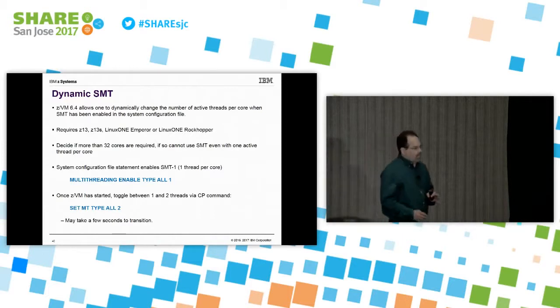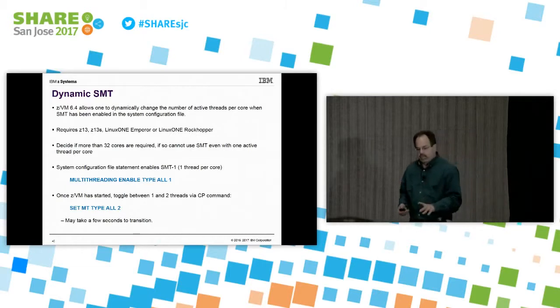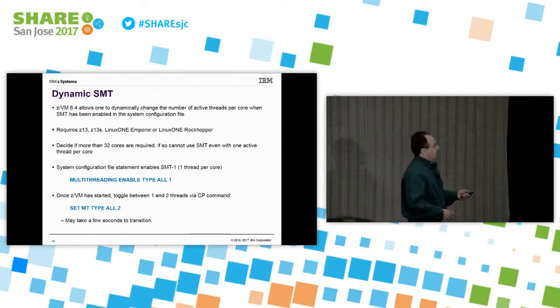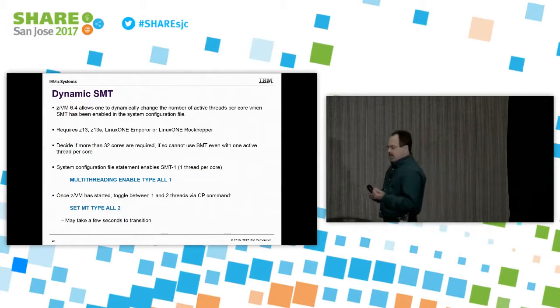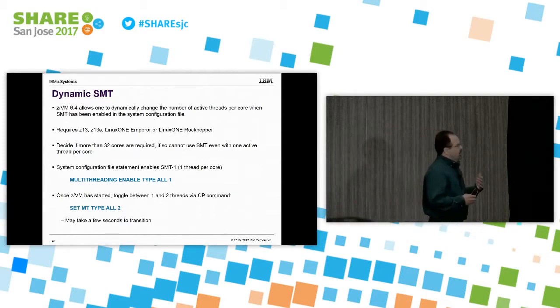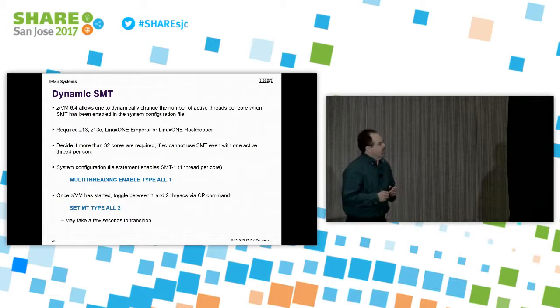The other thing to be aware of here, very important, with SMT enabled, even if you're running 1 thread per core, you're limited to 32 cores. So if you enable SMT, the maximum number of cores you can have is 32. So if you need more than 32 cores, this isn't going to work for you.